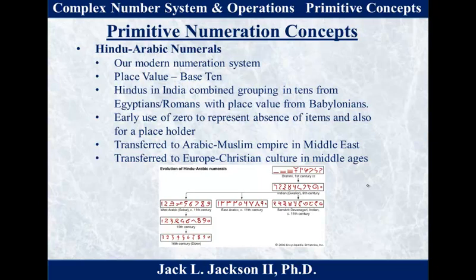They were also one of the primitive cultures to first use a symbol that we would call 0 to represent two things. First of all, the absence of items. You just didn't have any items. That's 0 items. And also to use as a placeholder for bigger numbers. Now, this was transferred from India by contact with the Arabic Muslim Empire in the Middle East, and then eventually it made its way to the European Christian culture in the Middle Ages.